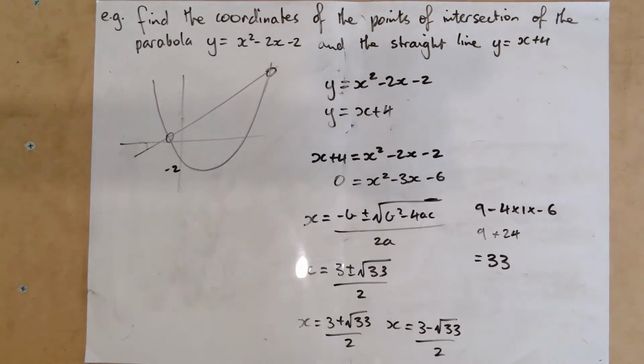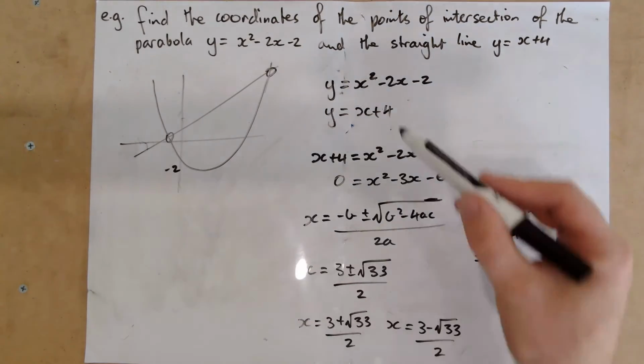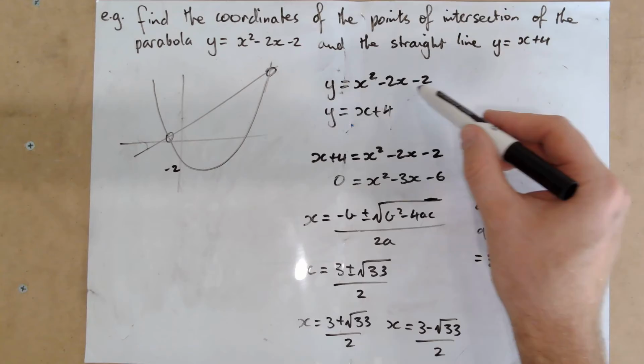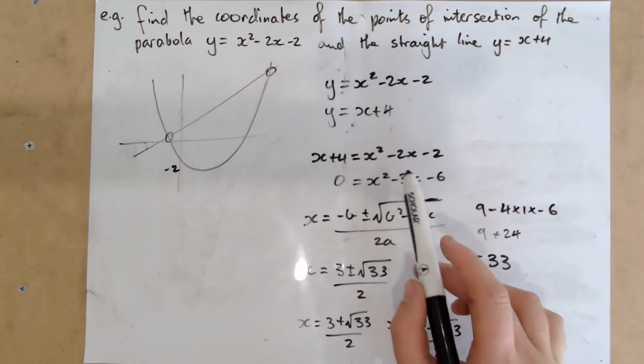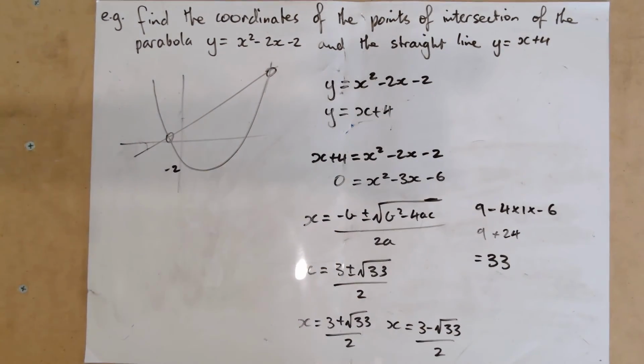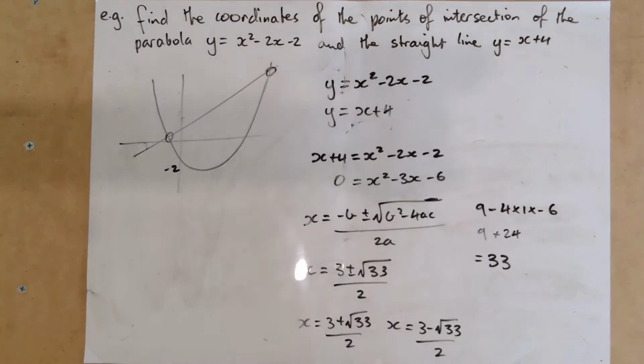We can't say job done because we want to find the coordinates of those points. So what we need to do is sub these back in. Now you could be going, oh god, that looks awful, subbing this back into our equation here, but don't sub it in there. Sub it into this one. Much nicer, because it doesn't matter which one we sub into, it's going to work out fine.